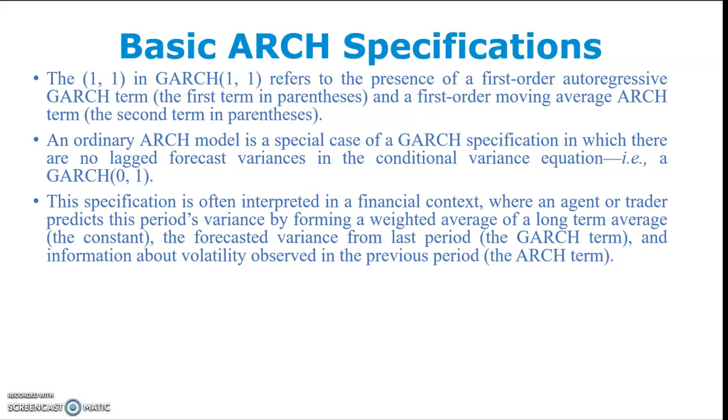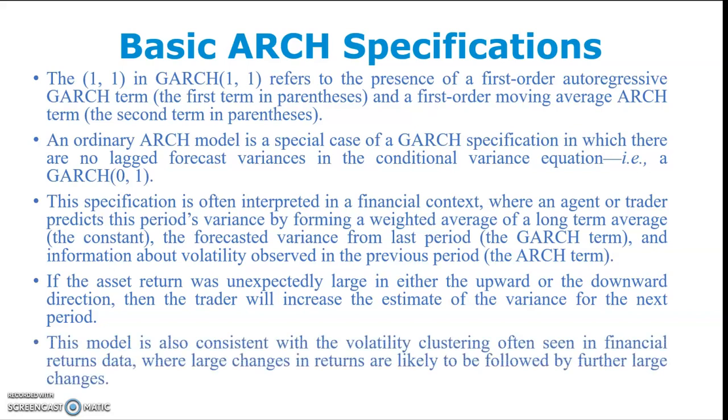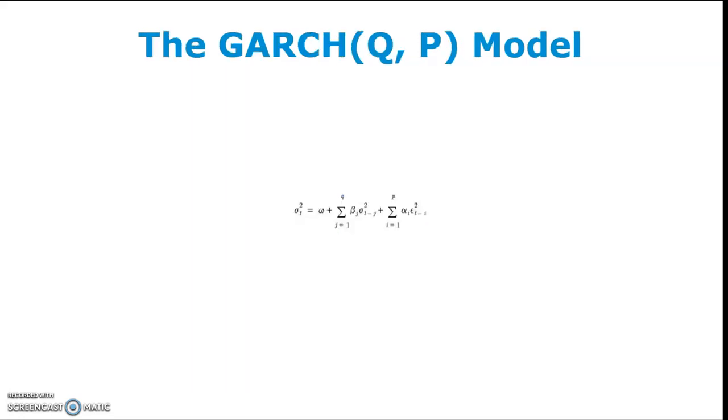This specification is often interpreted in a financial context where an agent or trader predicts this period's variance by forming a weighted average of a long-term average, the forecasted variance from the last period, that is the GARCH term, and information about volatility observed in the previous period, that is the ARCH term. If the asset return was unexpectedly large in either the upward or the downward direction, then the trader will increase the estimate of the variance for the next period. This model is also consistent with the volatility clustering often seen in financial returns data, where large changes in returns are likely to be followed by further large changes.